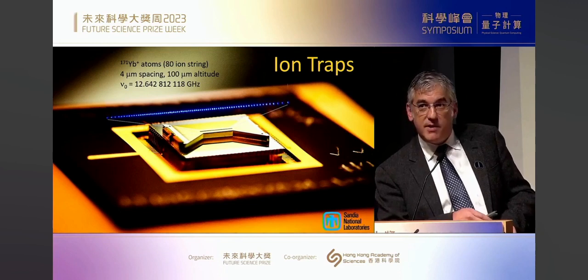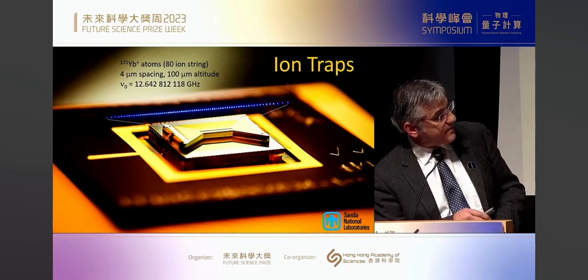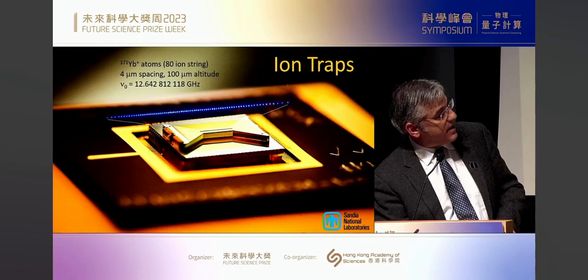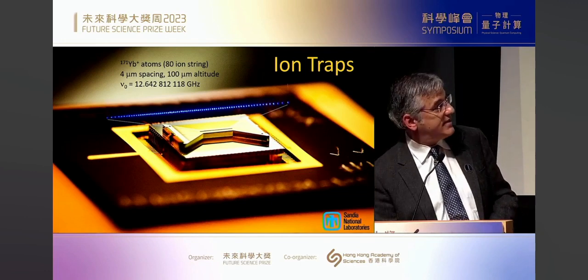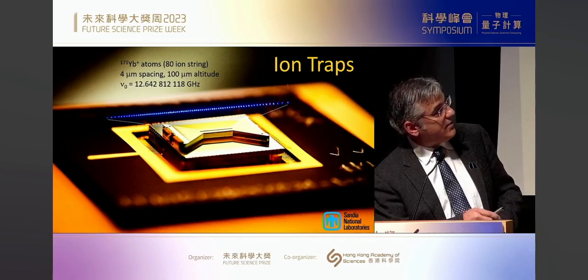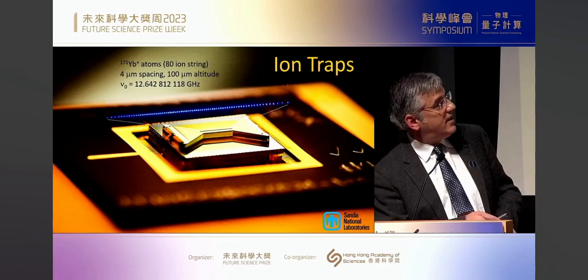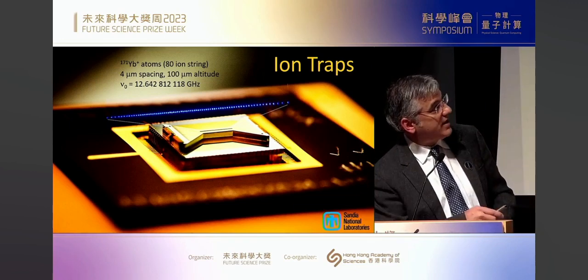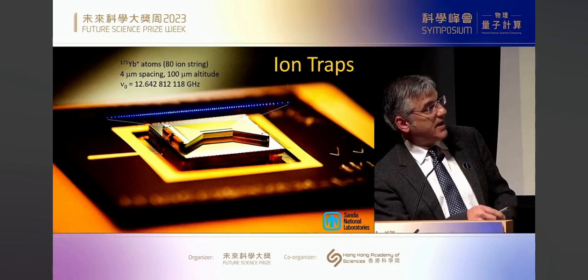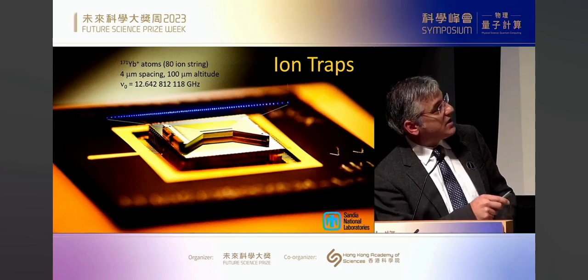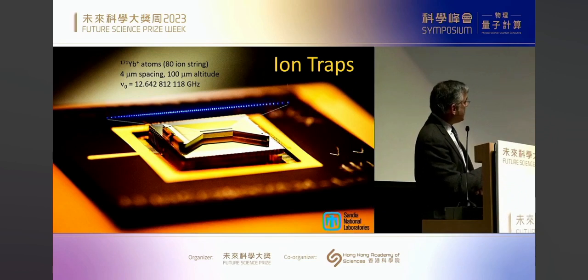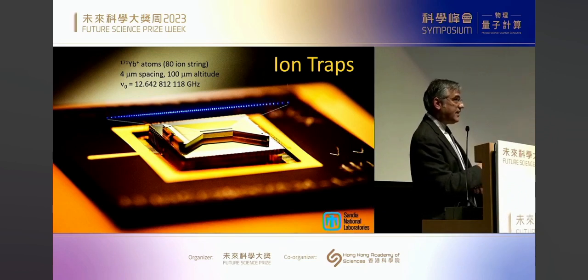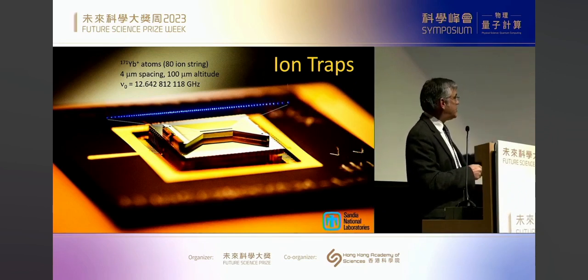This type of trap you may not have seen before. This is a pretty fancy trap made by Sandia National Labs in the US. It's a so-called surface trap. It has about 100 electrodes. It's many layers of silicon, and it's coated with gold. I'm not going to talk much about that. There's nothing quantum about this chip whatsoever. What's quantum, of course, are the atoms that are floating above that chip, in this case by about a tenth of a millimeter, 100 microns above the chip.